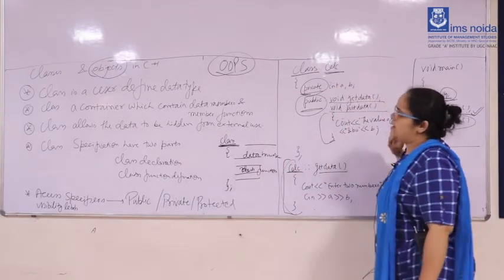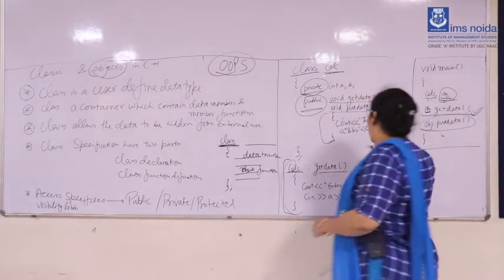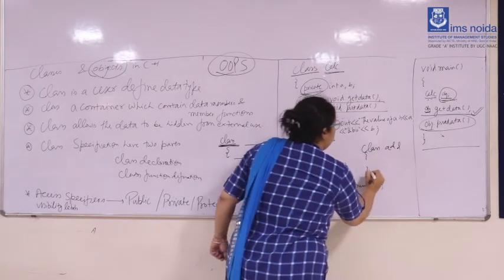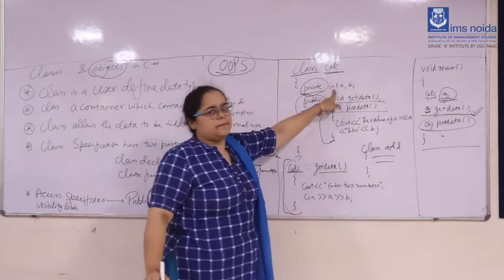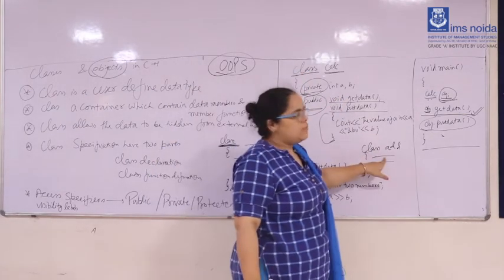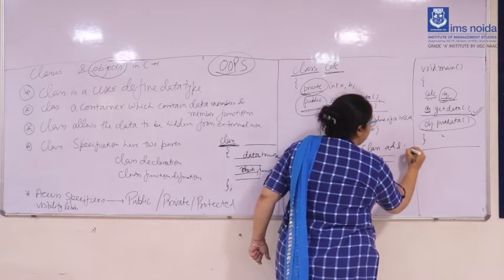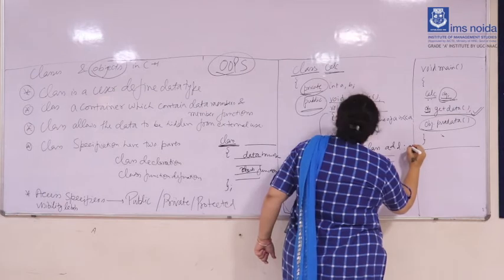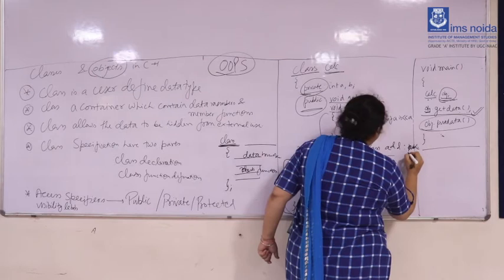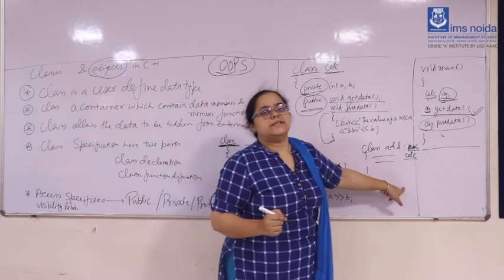When you talk about inheritance, so this is a class. There might be a class called class add, and you can use these two numbers and that get data from this class, and you want to add those two numbers. So you can inherit this class to this class.